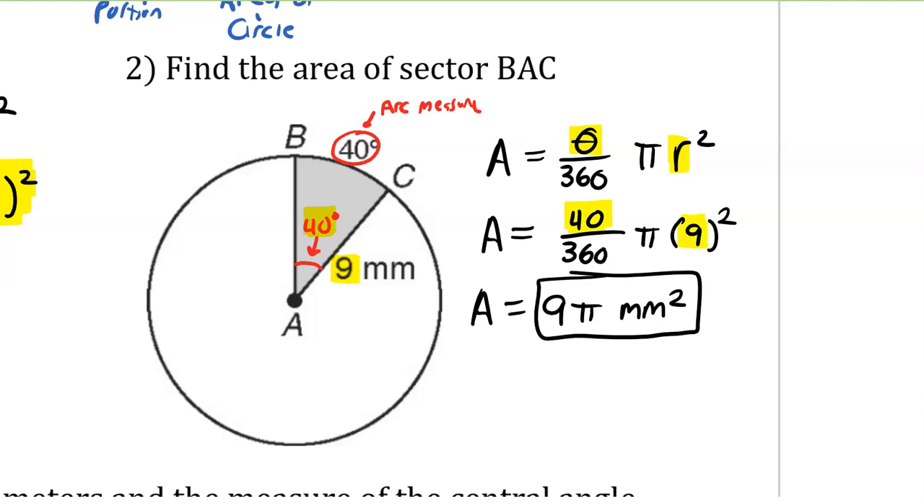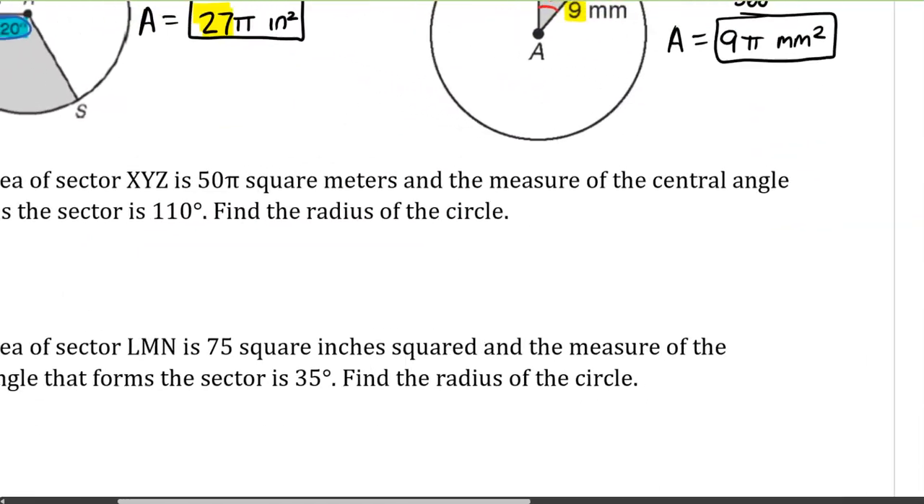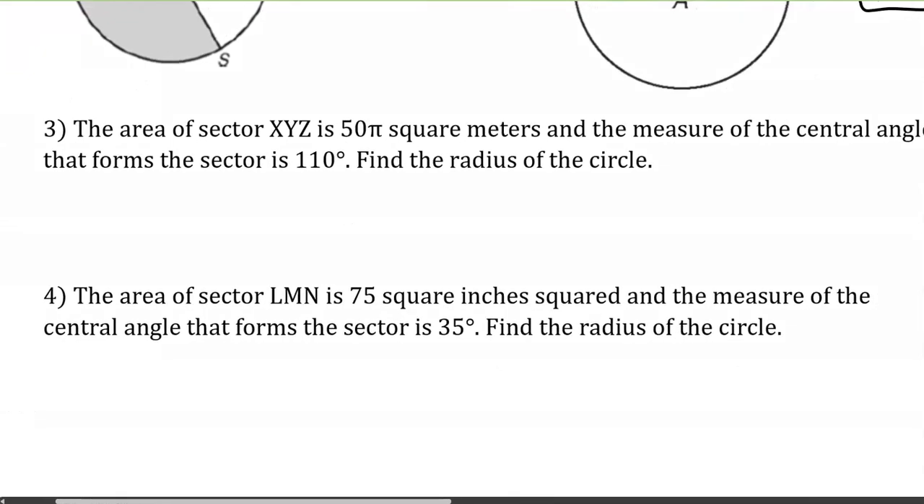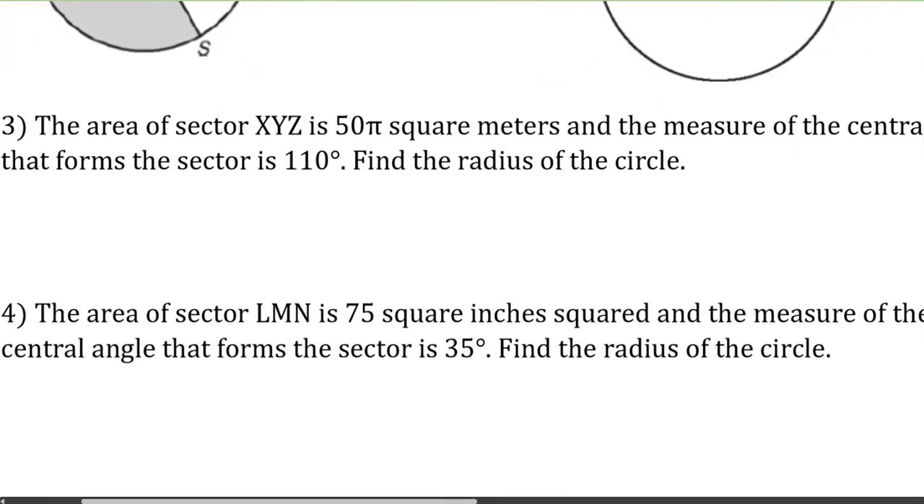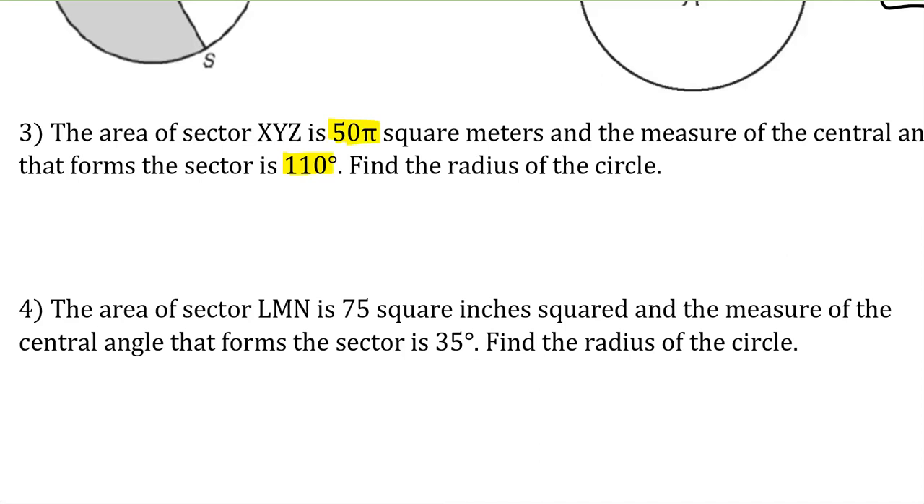Once again, we will put the 40 over 360 times 9 squared in my calculator, and I got 9 as an answer. We'll apply the pi. The units was millimeters, so it's going to be millimeters squared. So scenario number 1, there it is. Find the area of the sector if you know the central angle and you know the radius. The second scenario we're going to look at here is what if we know the area of the sector, which in this case is 50 pi, and we know that the angle formed is 110.